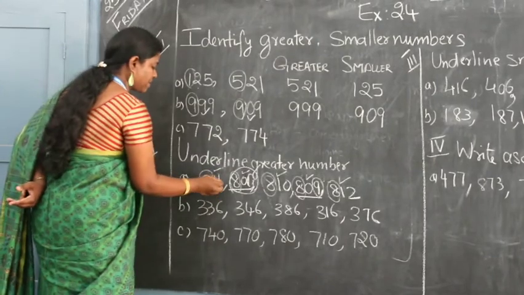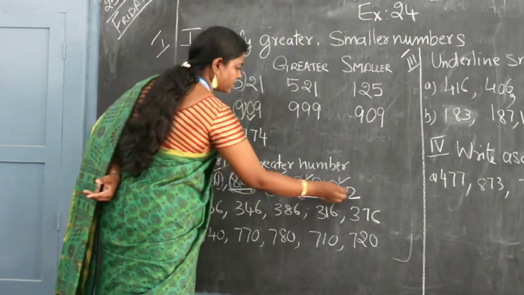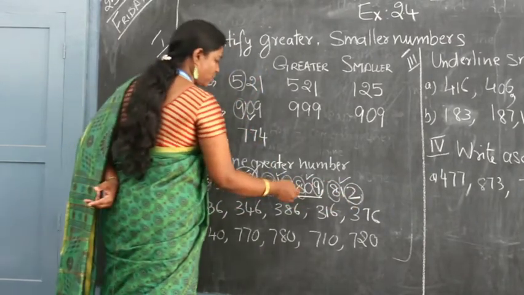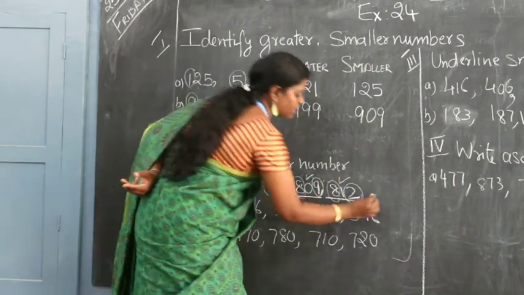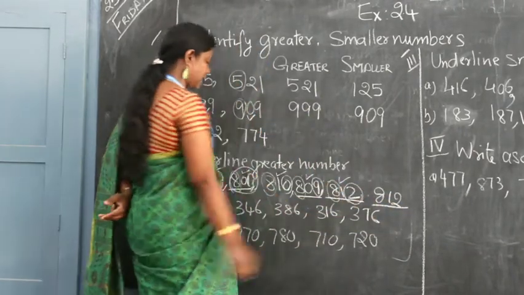Here the third number is 1. Here the third number is 0. And here the third number is 2. Which is big? Whether 1 is big, 0 is big or 2 is big? 2 is big. So this is your biggest number. Your biggest number is 812.